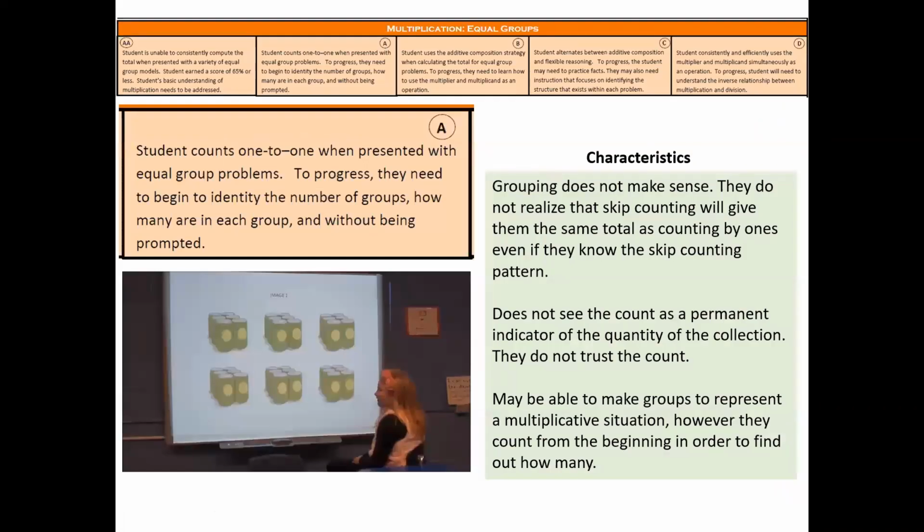So right now we're going to go through what level A is. And level A, if you remember from a few slides ago, represents some type of counting by ones. It says the student counts one to one when presented with an equal groups problem. To progress, they need to begin to identify the number of groups and how many are in each group, without being prompted.